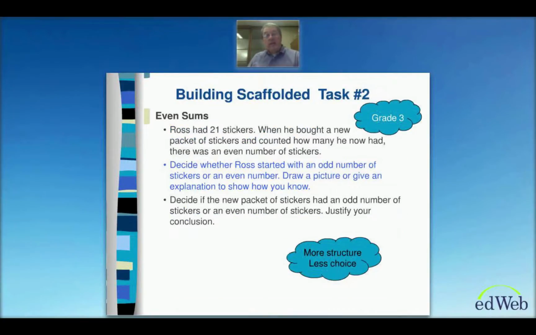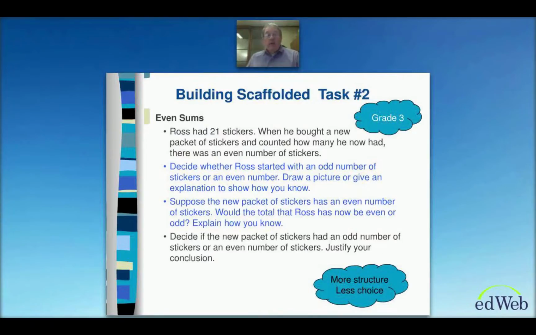So, what I could do in this case to build a foundational scaffolding task is go back and say, decide whether Ross started with an odd number of stickers or an even number. Draw a picture or give an explanation to show how you know. This is a way of drawing on the foundational knowledge that we know kids have to have in order to perform well on this task. Okay, I could also ask, suppose the new packet of stickers has an even number. Would the total that Ross has now be even or odd? Explain how you know. So these are similar to the tasks we looked at earlier that are foundations that are building up to the culminating task.